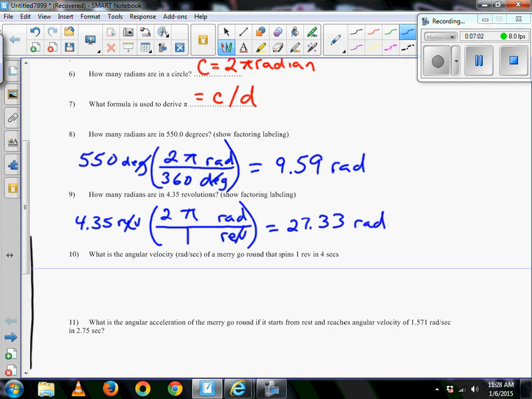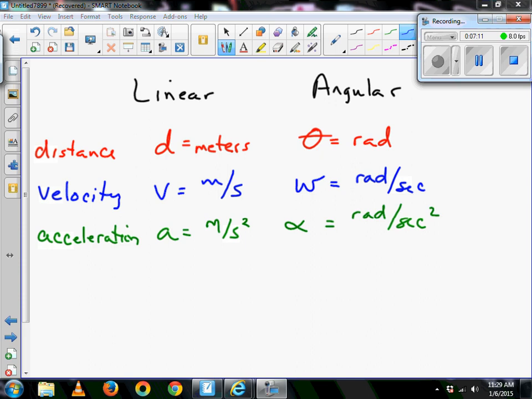So once again, we haven't used any formulas yet. This is just conversion facts. Okay? Now I'm going to show you some stuff to do with formulas. I don't really care where you write these notes, or even if you do. I just want to show you how the formulas are going to be exactly the same.